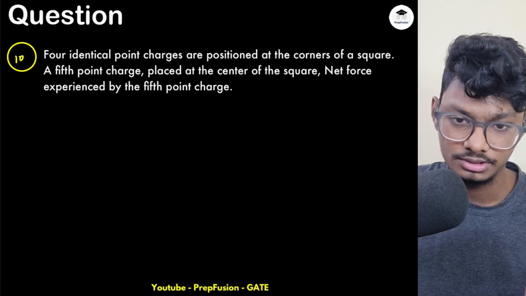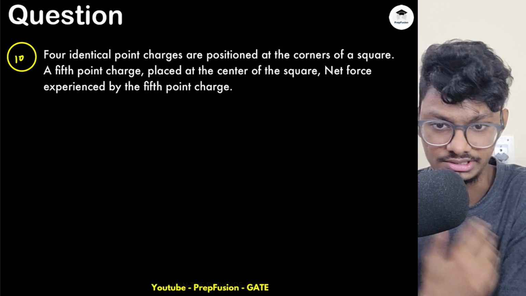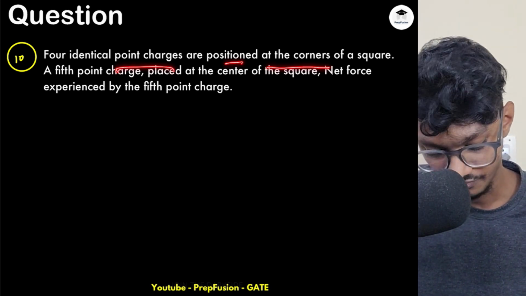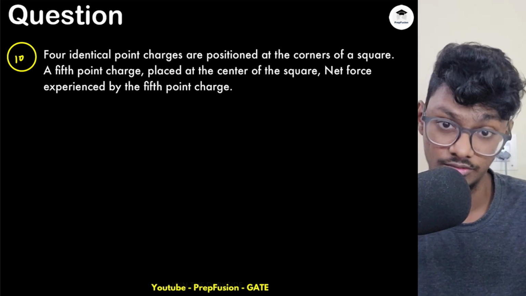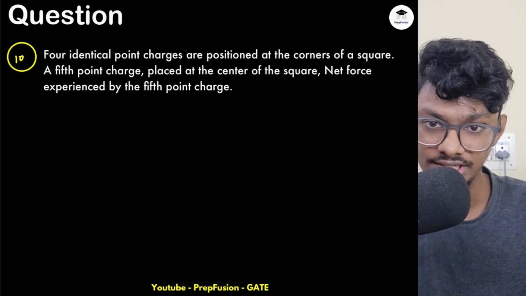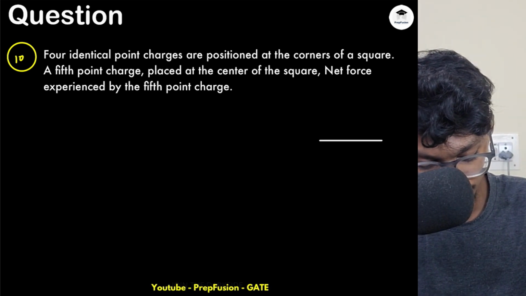So let's now start this question. This is another question. Mainly we will solve questions in this lecture. 4 identical point charges are positioned at corners of a square. So I have a square, like in electrostatics, right? Once you read the question, simultaneously you try to draw the figure as well. So I have a square.